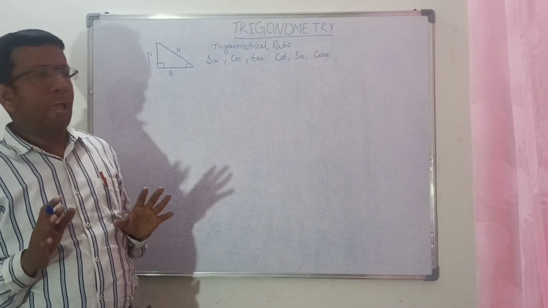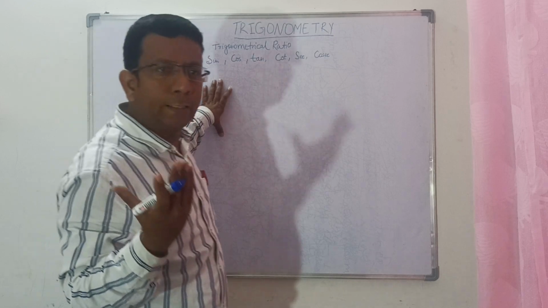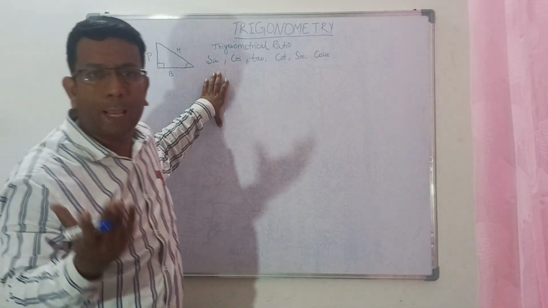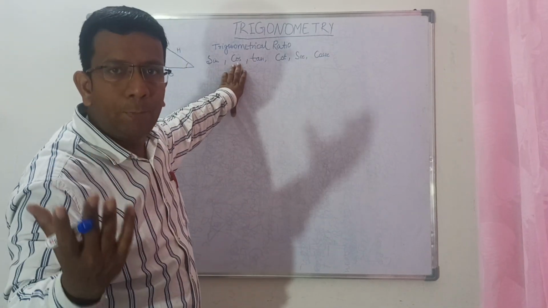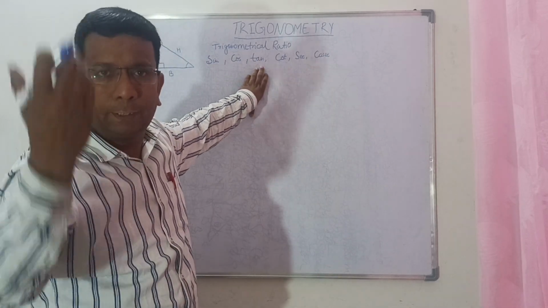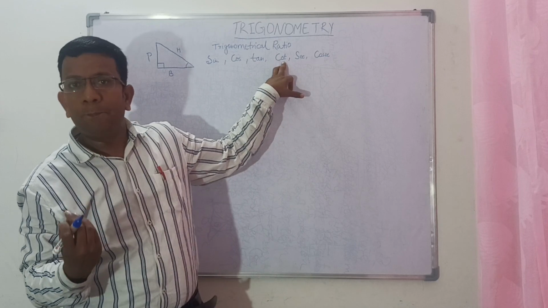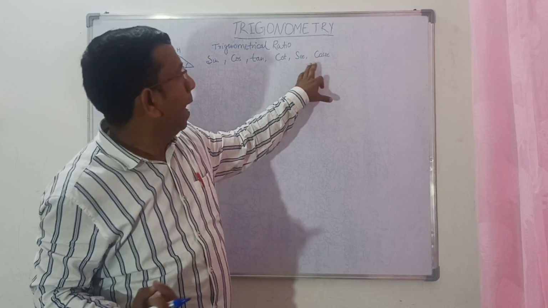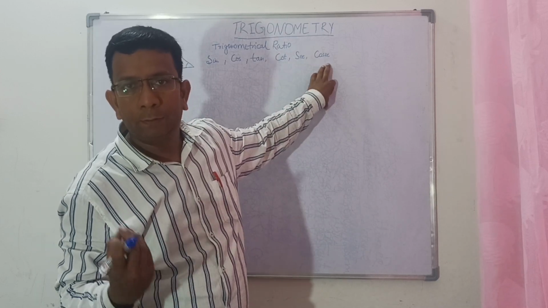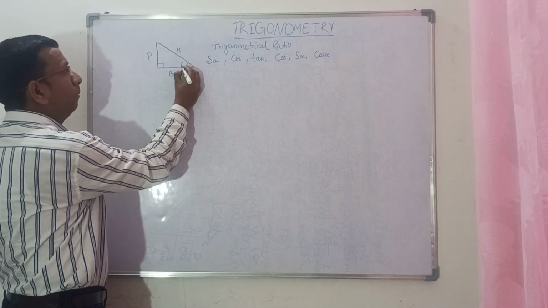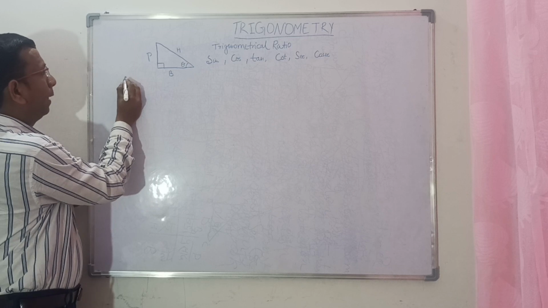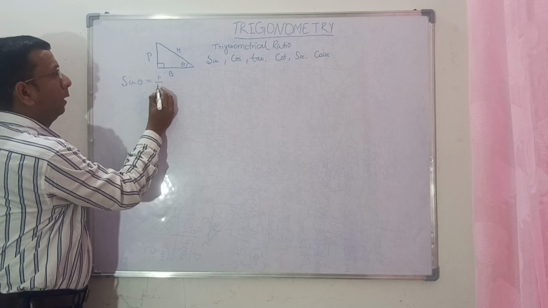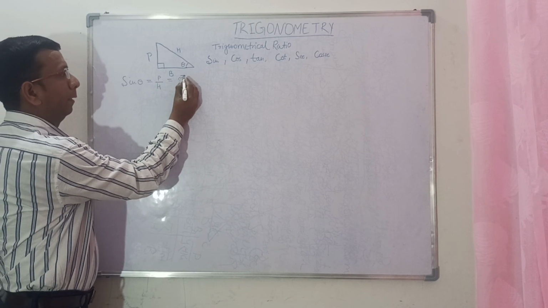We already know about these, and their side ratios. Sine theta is equal to the perpendicular upon hypotenuse, cos theta is equal to the base upon hypotenuse, tan theta is equal to the perpendicular upon base, cot theta is equal to the base upon perpendicular, sec is the hypotenuse upon base, and cosec is the hypotenuse upon perpendicular. Let's see here, if this is the theta, it is the sine theta, which we have already studied in the previous class. In Hindi we can say it is the lambai by karn.